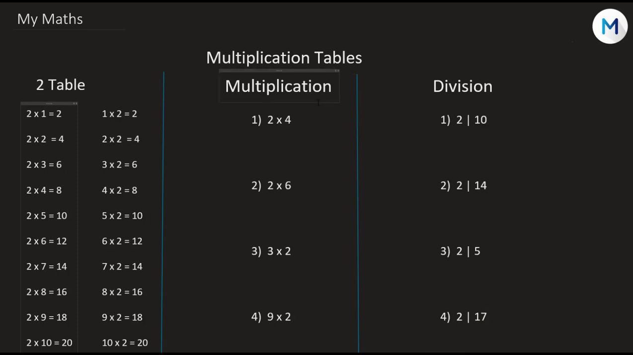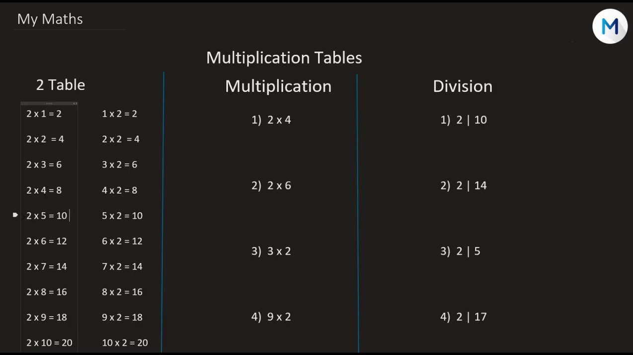We are going to learn the multiplication tables, specifically the 2 table. Here the 2 table is given in both ways. We can write either 2 times 1 is equal to 2, 2 times 2 is 4, 2 times 3 is 6, and so on till 2 times 10 is 20.